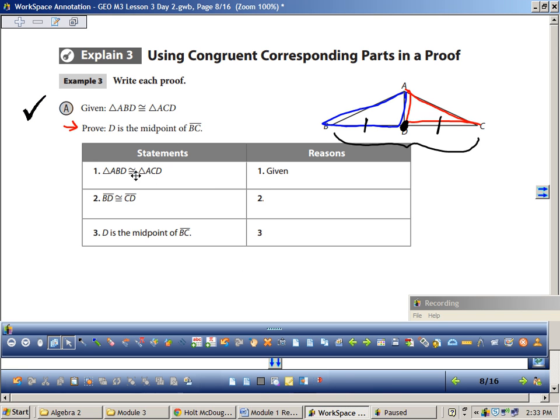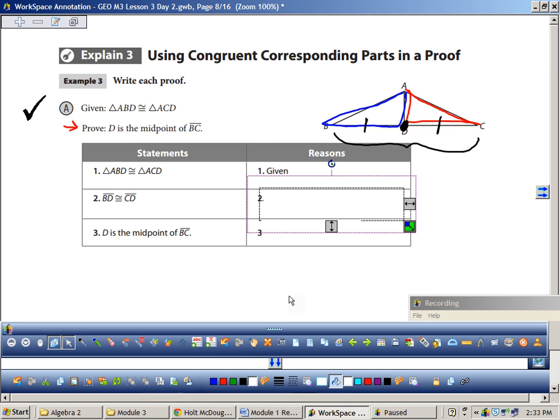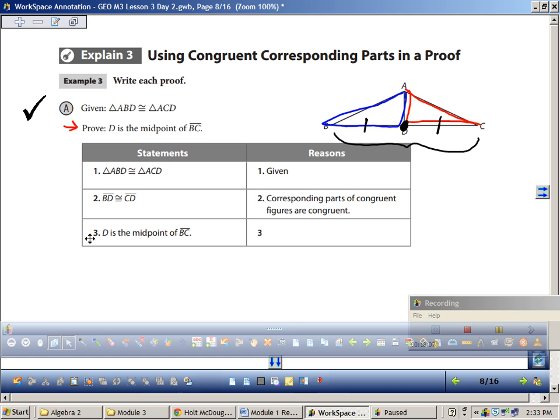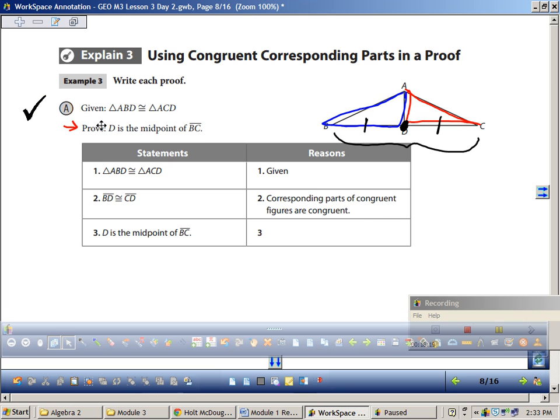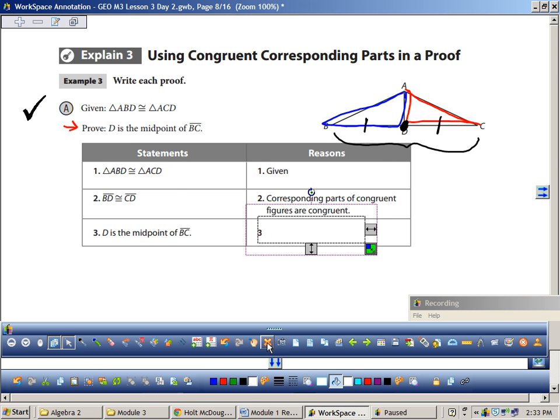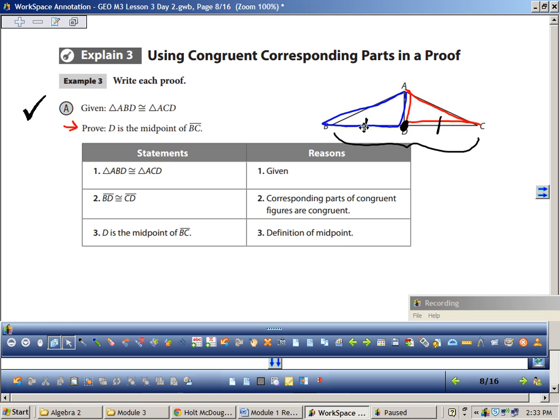So if they give me that the triangles are congruent, I know I'm going to have to make some type of congruency statement. So I say that BD is congruent with CD. I know that because corresponding parts of congruent figures are congruent. That's what we learned today, right? Since I know that they're congruent, their measures are equal. If their measures are equal, then D must be the midpoint. We know that because the definition of midpoint means that the measures are equal.